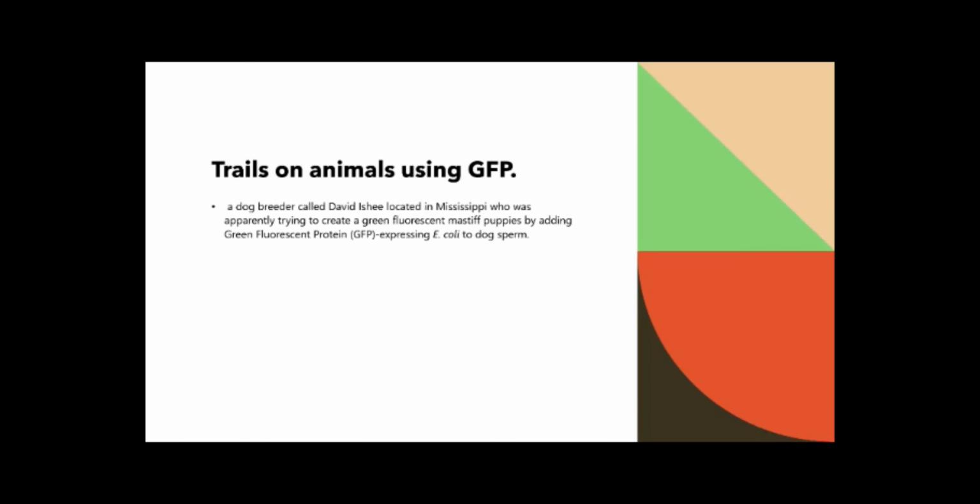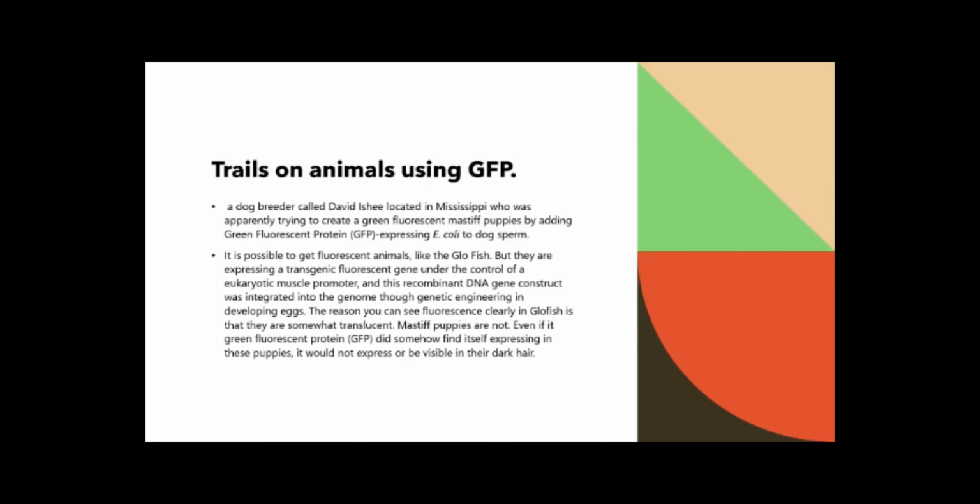There are various other methods of transgenic animal production, such as pronuclear microinjection, embryonic stem cell manipulation, viral vector cytoplasmic injections, nuclear transfer, primordial germ cells, etc. There have been many trials on animals using green fluorescent protein. A dog breeder called David, in the Netflix show Shown, had used puppies to make them fluorescent, but it would take some years and it is not actually possible to do that.